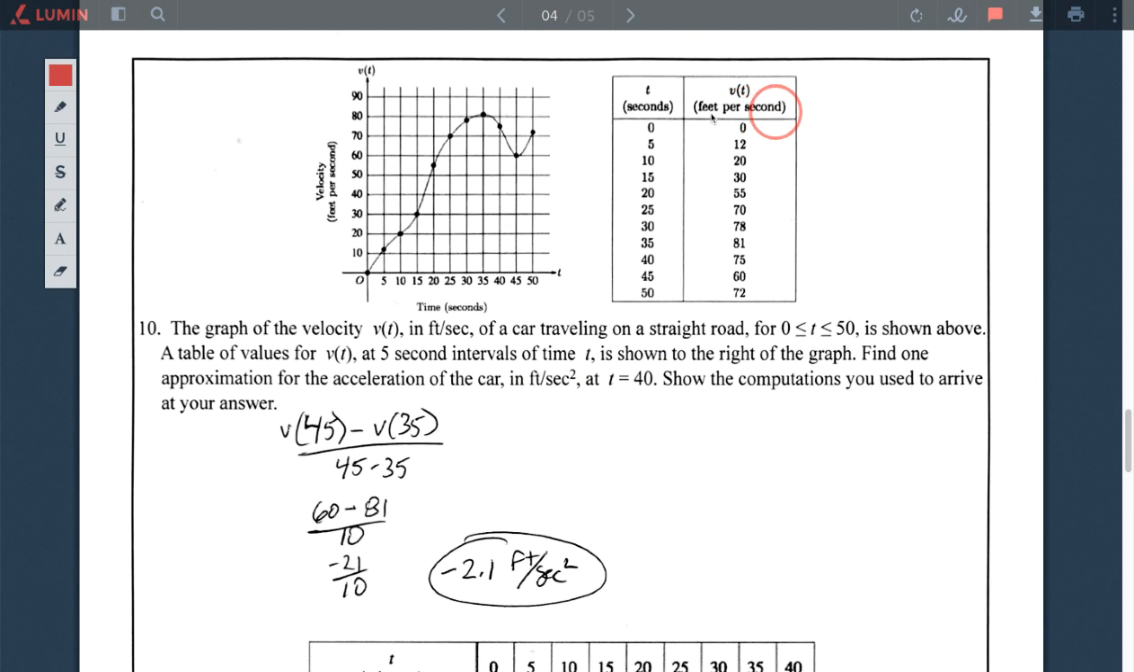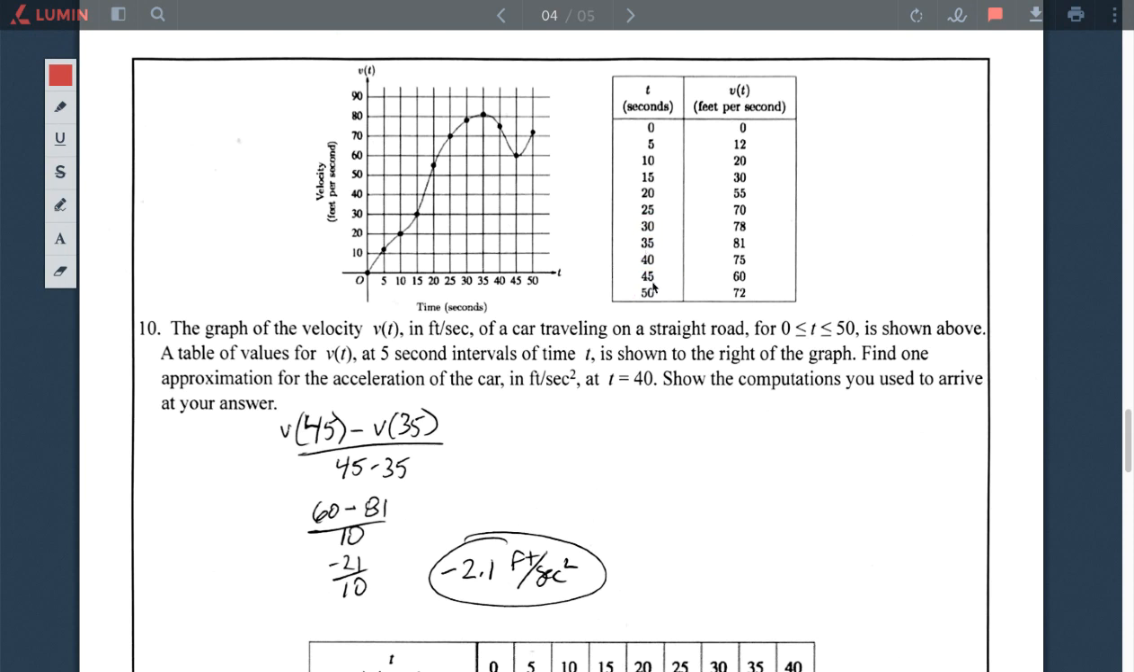So we're dealing with feet per second. We want feet per second squared. So I need IROC of this, but there's no way to get that. So we want to approximate IROC with AROC. And we want it at 40. So notice 40 is on my graph, so that means there's 3 different sets of numbers I could use. I could do 35 and 40. I could do 40 and 45. I could do 35 and 45.